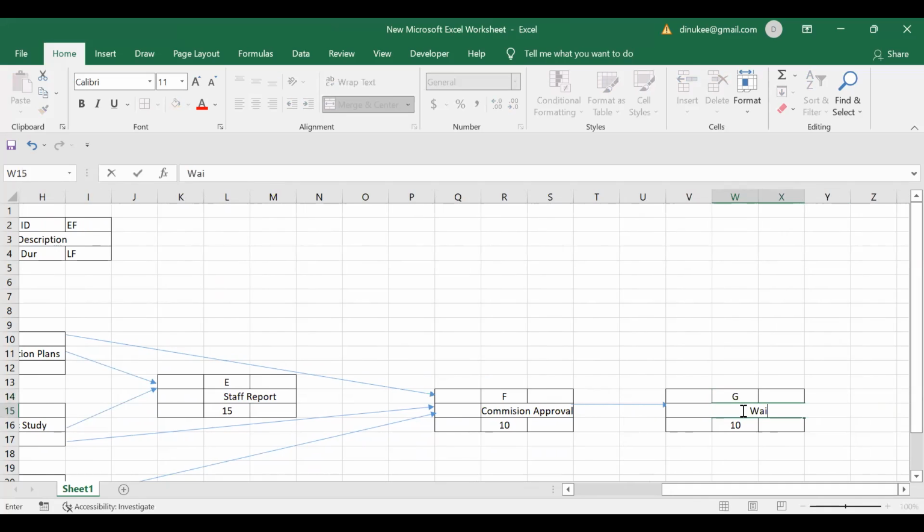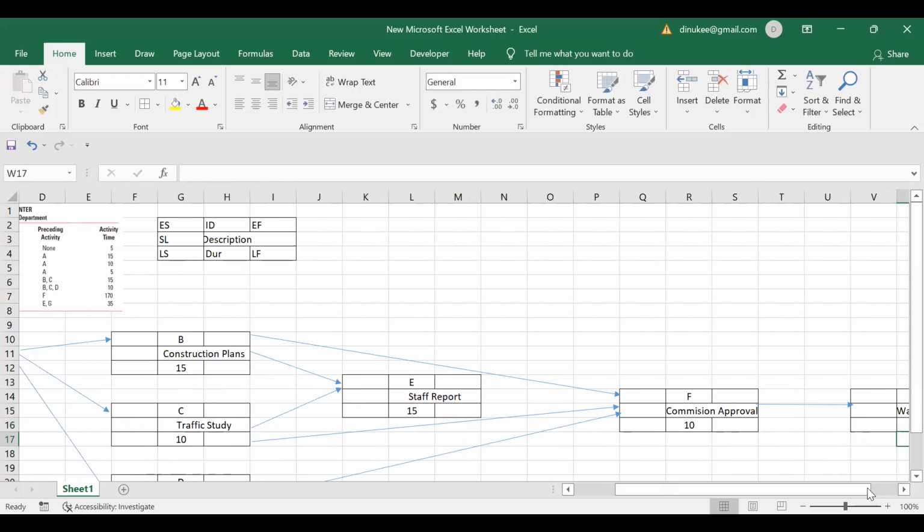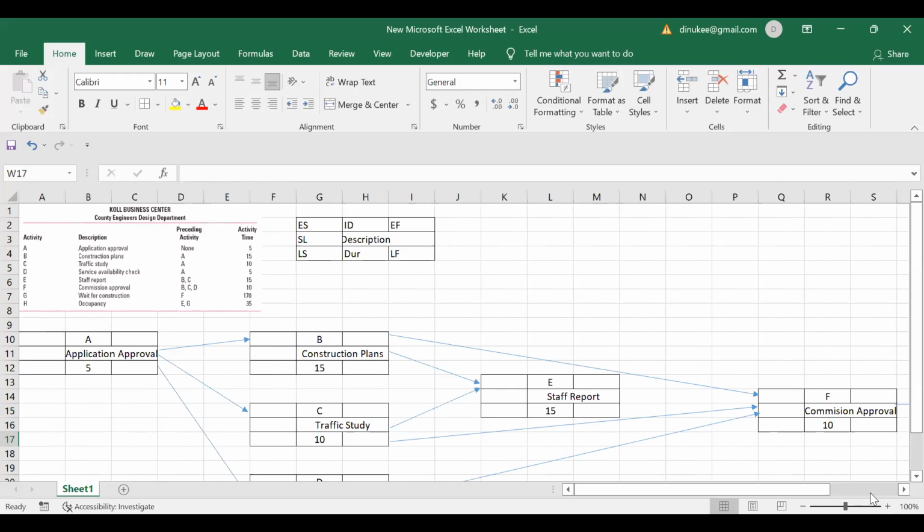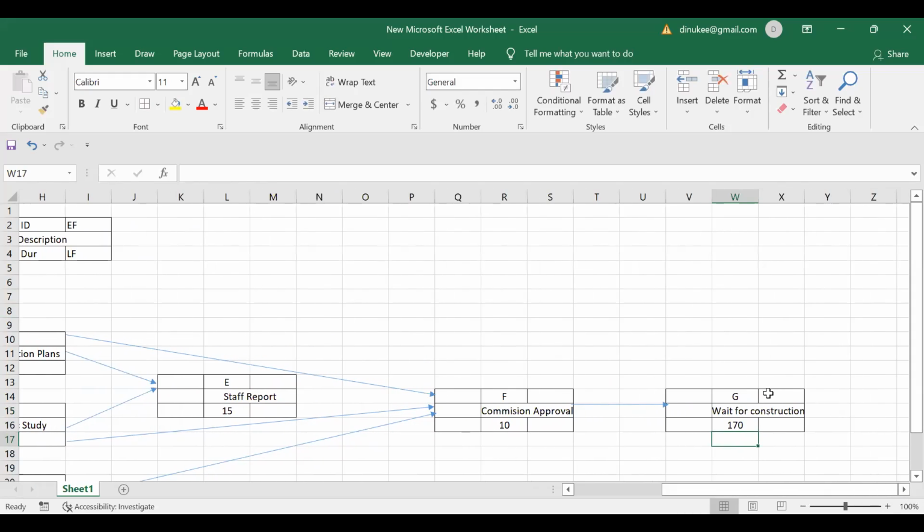Wait for construction is the description, and it is consuming 170 days. So there is another activity, the last activity, I think. It is H, occupancy. So before starting the H activity, you have to complete E and G, both activities. So E activity is here and the G activity is here.